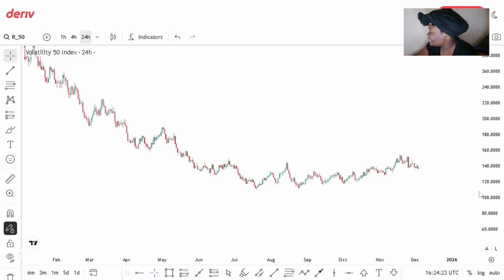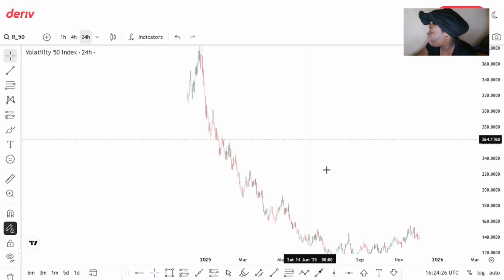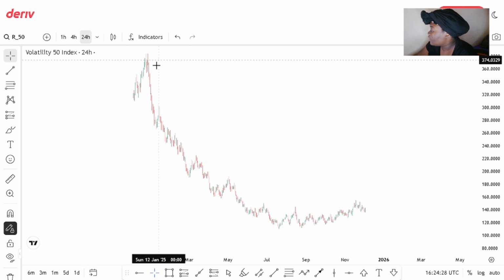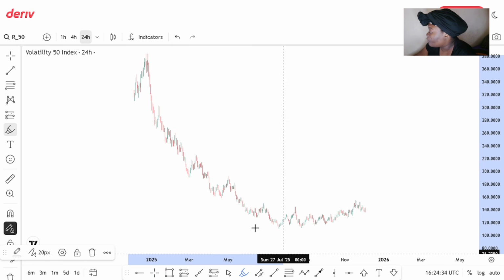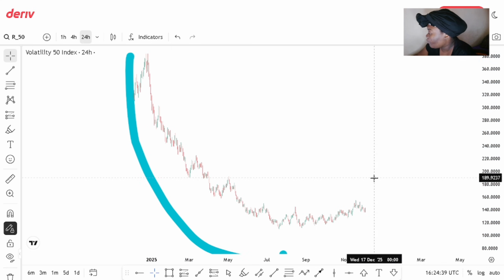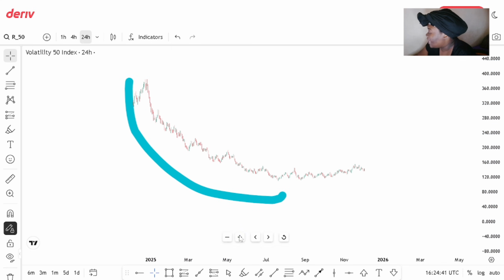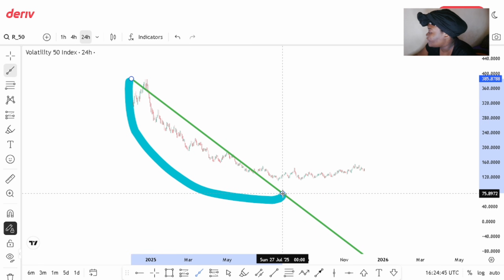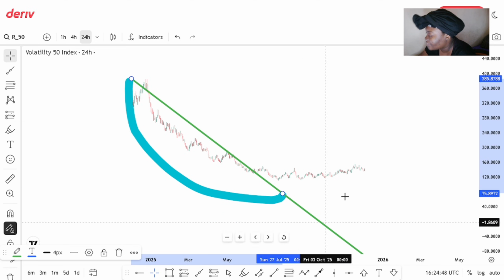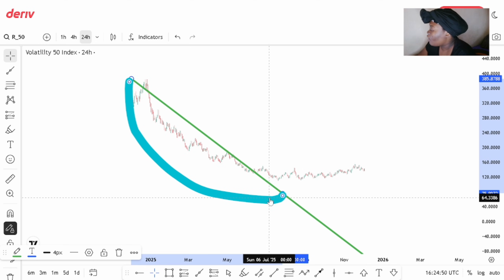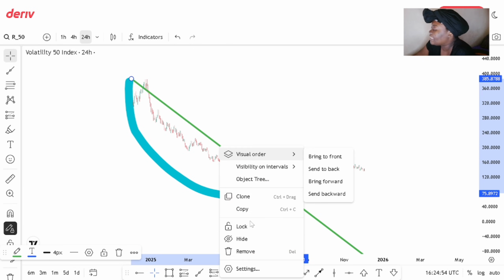Alright, so what we can see here based on the chart is a big curve. Now, when you have a curve like this on the chart, it doesn't make any sense to expect it to continue curving. It's always going to break your trend line. So sometimes it doesn't make sense to have a trend line like that.